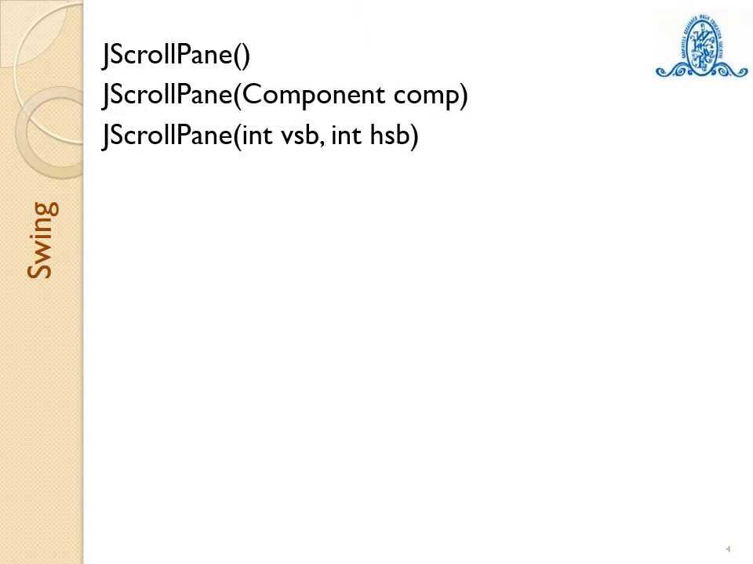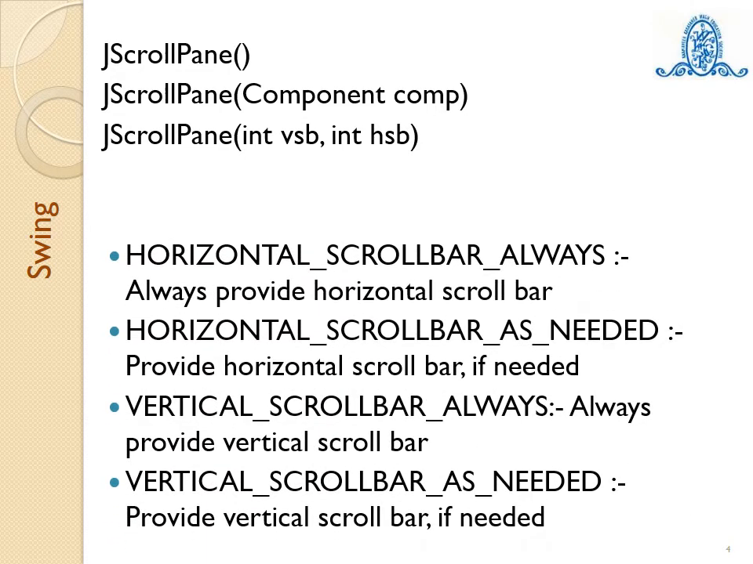These constant values are defined in the ScrollPaneConstants interface. These are the constant values for horizontal and vertical scroll bar. The first constant is HORIZONTAL_SCROLLBAR_ALWAYS. This constant will always provide the horizontal scroll bar. The next constant is HORIZONTAL_SCROLLBAR_AS_NEEDED. It will provide the horizontal scroll bar if needed.